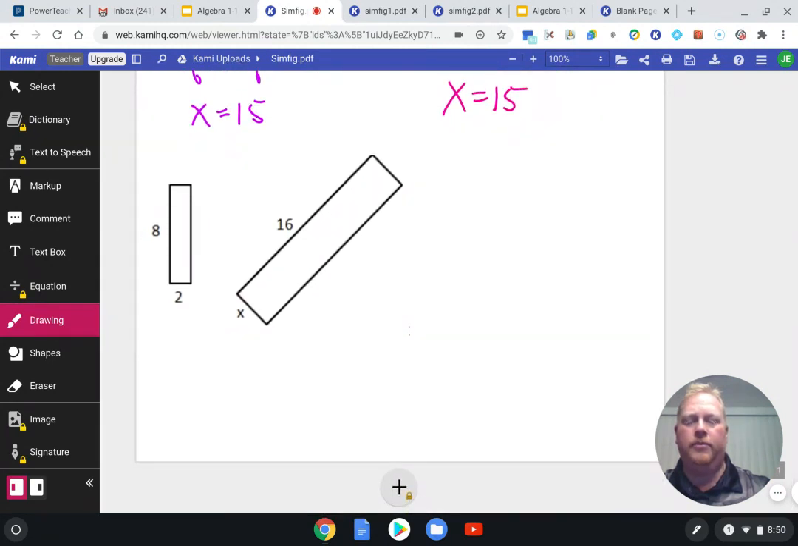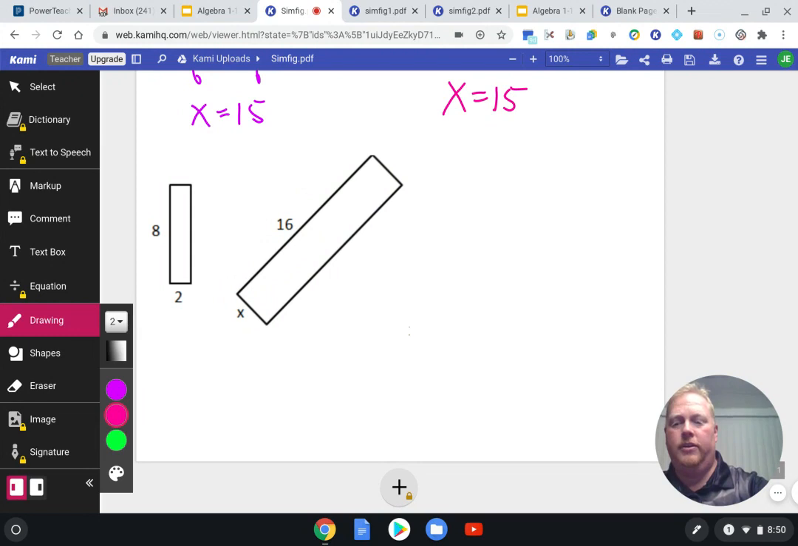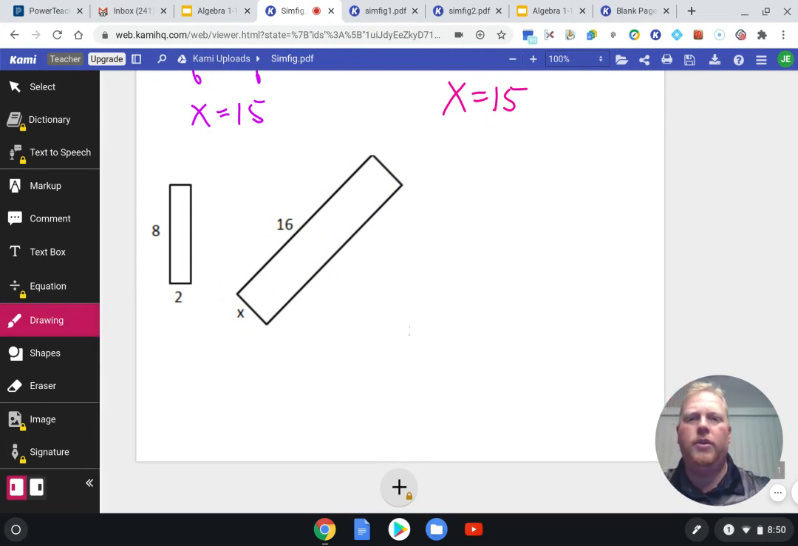Let's do another example. So here I've got 8 and 2 in the same figure, 16 and x in the other figure. So lots of ways I can start this. I can start by comparing 16 to x. So the long side over the short side. So then I come over to the other figure and I do the same thing, the long side over the short side. So 8 over 2. And that's a good proportion. All we got to do now is solve it.